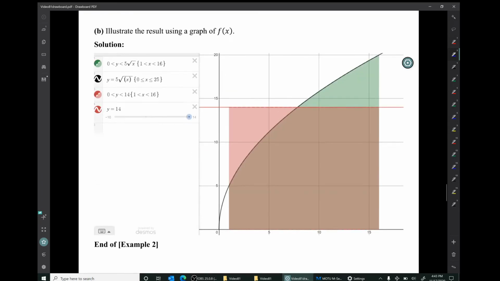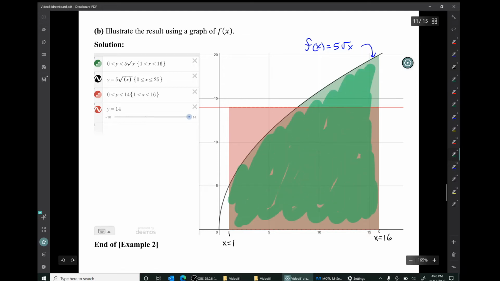Question B is to illustrate the result using a graph of little f of x. Well, here I've drawn everything on one graph. I've got a graph of little f of x, which is 5 square root of x. That's this black graph. And the interval that we're interested in is from x equals 1 to x equals 16. And so the region between the graph of little f and the x-axis is this green shaded region. That whole green shaded region.